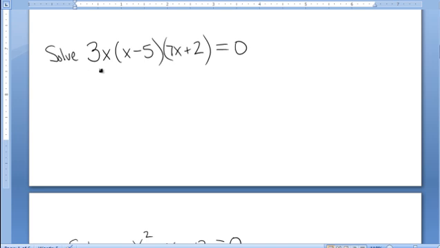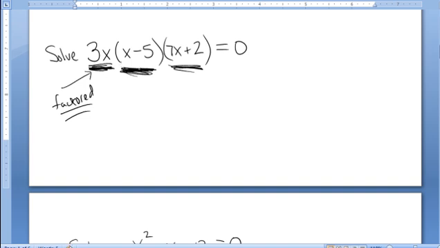I have the equation 3x times x minus 5 times 7x plus 2 equals 0. Notice the form of this equation. The left side is factored. It is three different quantities multiplied together. The expression 7x plus 2 multiplied to the expression x minus 5 multiplied to the expression 3x.